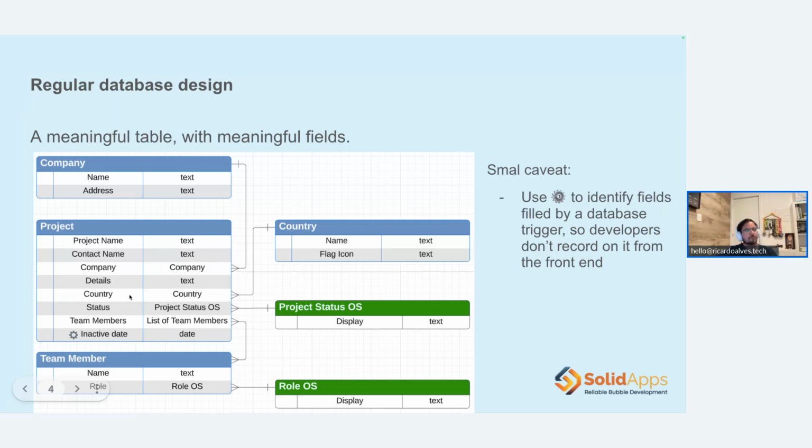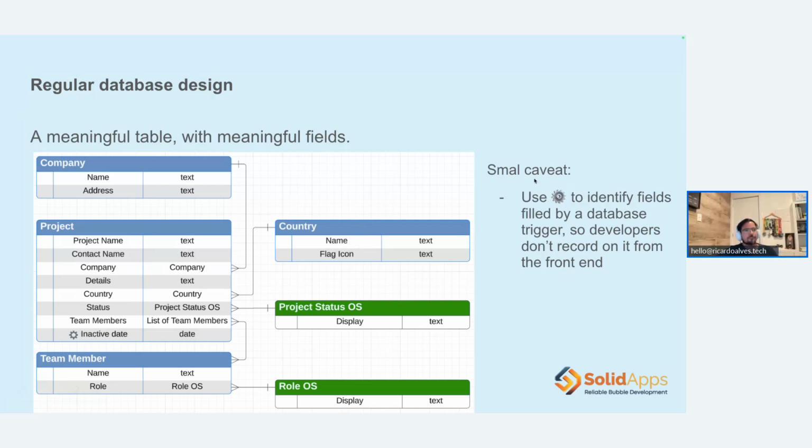We may need to track the country with the name and flag icon, the status of the project, and a list of team members with name and role. So this is a regular database schema.